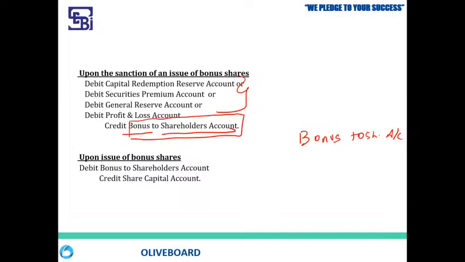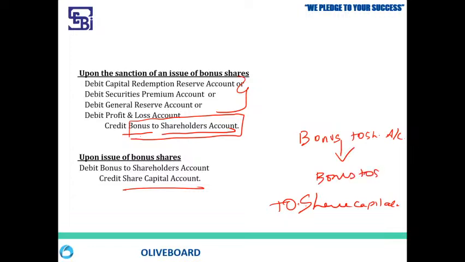Then once you issue shares to your shareholders, obviously share capital has to increase, so you'll be crediting your share capital account. Credit to share capital, from where? From here, bonus to shareholders, so this account will get debited. So this debit and credit will get knocked off.